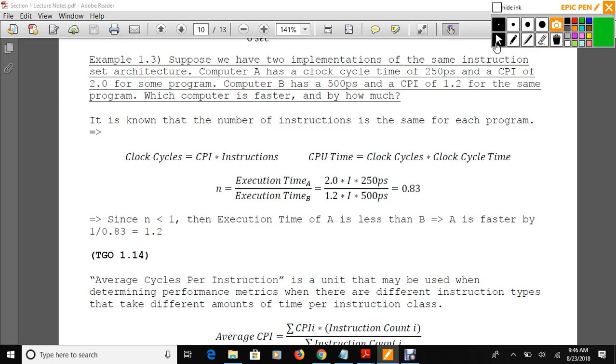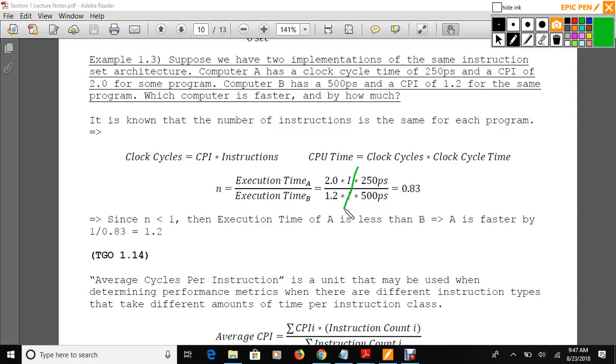So in this specific case, we just set it up as execution time A over execution time B, and then we plug it in. We have 2.0 cycles per instruction times our variable I times 250 picoseconds. And in the denominator for execution time B, we have 1.2 times I times 500 picoseconds. And then we cancel out the I.